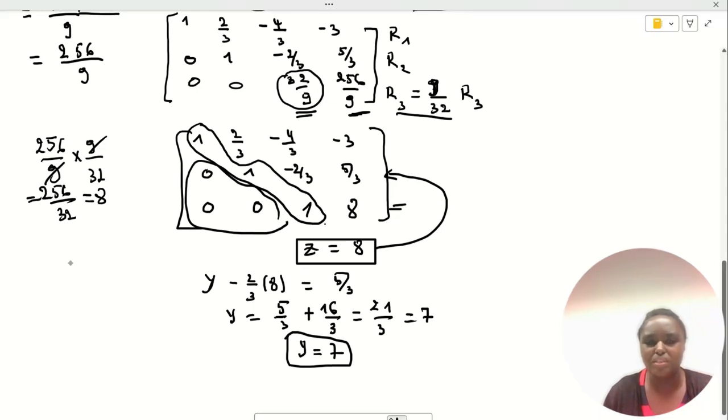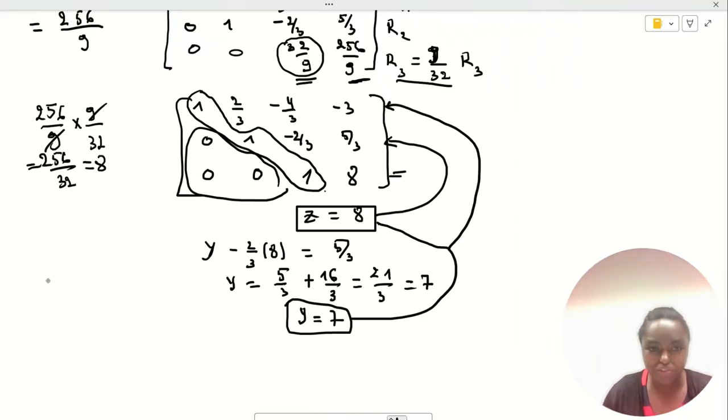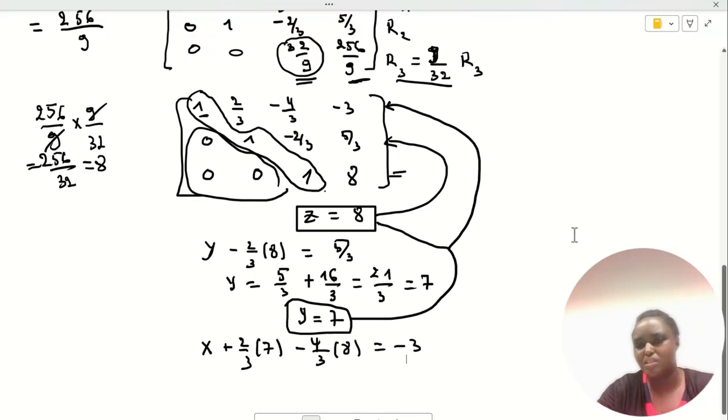So if we take y equal to 7 and z equal to 8, and we take both into the first line, what do we get? We have x, because we have 1 here. So we have x plus 2 over 3 times y, which is 7, and minus 4 over 3 times z, which is 8, equal to minus 3. And from that one we can get x.